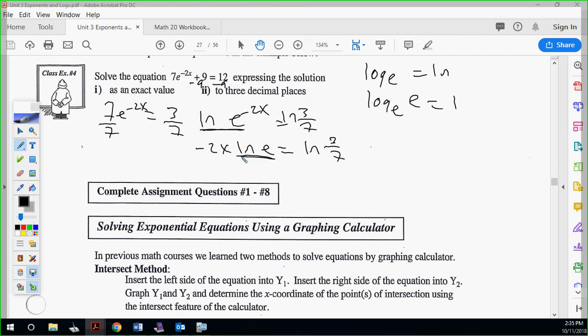Right, so now it's just negative 2x equals ln of 3 over 7. And we now always divide by negative 2 to that value. This is a value, right? So we take this value, we divide it by negative 2. That's your exact value. Okay, and when you calculate that, you should get 0.424. So go ahead and check that.